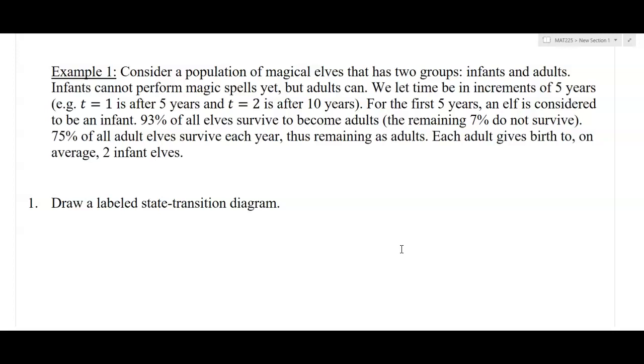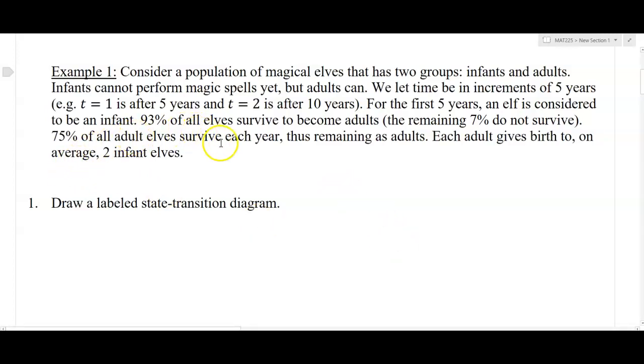We let time be in increments of 5 years. In other words, when we're talking about t equals 1, that's actually going to be 5 years later. T equals 2 will be 10 years later. For the first 5 years, an elf is considered to be an infant. 93% of all elves survive to become adults. The remaining 7% do not survive. So already we're going to get a reduction in the population size just from the survival rates.